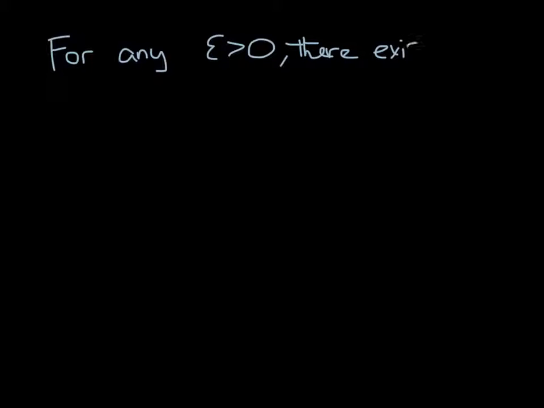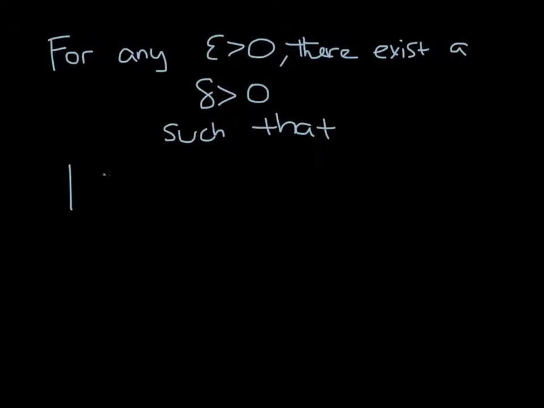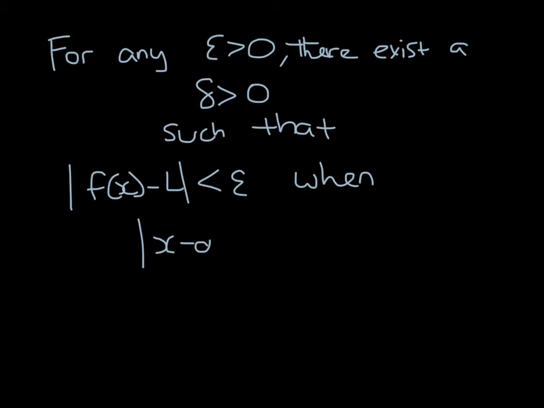So now we have, for any epsilon greater than 0, there exists a delta greater than 0 such that the absolute value of f of x minus L is less than epsilon when the absolute value of x minus a is between 0 and delta.